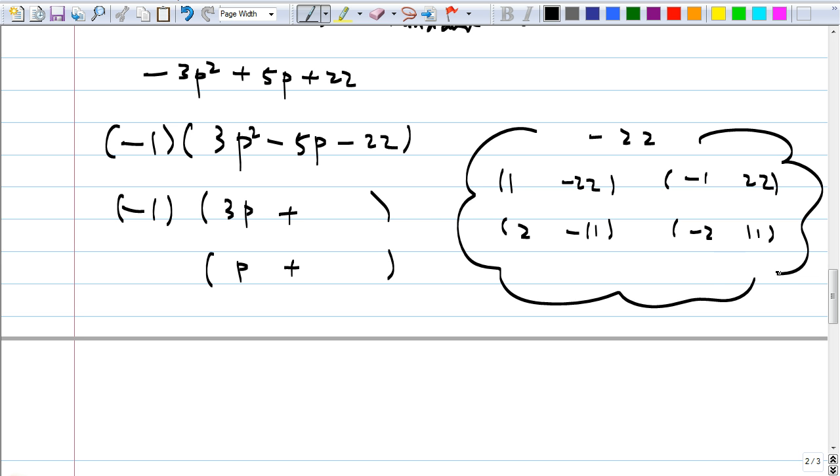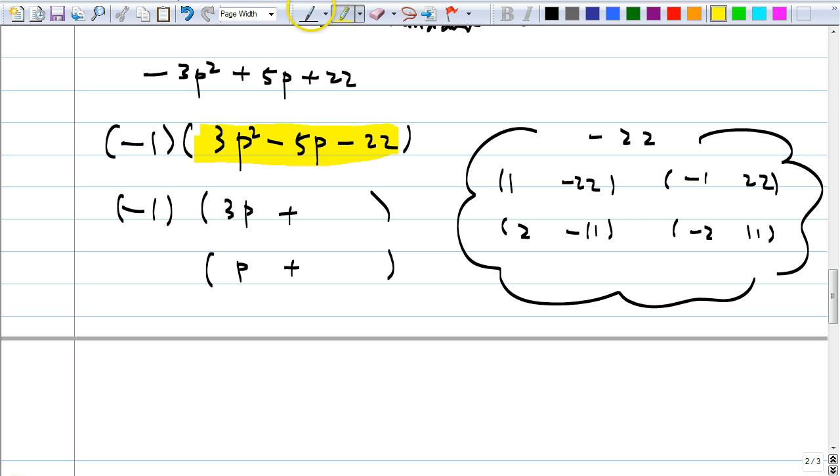But by the way, do we want the middle term to be negative 5p or positive 5p? It should be negative. We want this to be negative 5p because we're factoring the expression inside the parentheses after we factor out a negative 1. Does that make sense? So don't try to make it positive 5p. We want the negative 5p because negative 1 is out here. We're now trying to factor the expression inside the parentheses, so we want the middle term to be negative 5p.